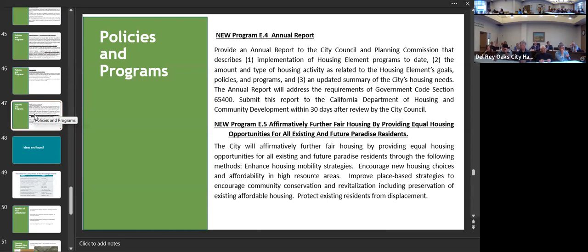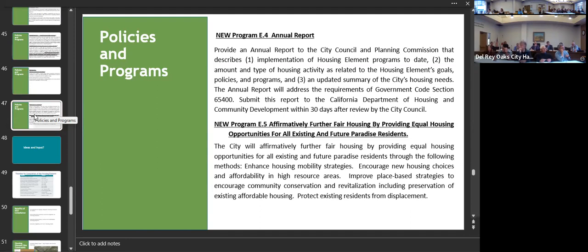It'll be similar to the annual partnership reports that are done and provided to the city, the public hearing of the planning commission before April 1st, and then to the city council. And then a new program basically to do all the things that we want to talk about in terms of affirmatively furthering fair housing by providing equal housing opportunities for all existing and future residents, it says Paradise residents, so take that.